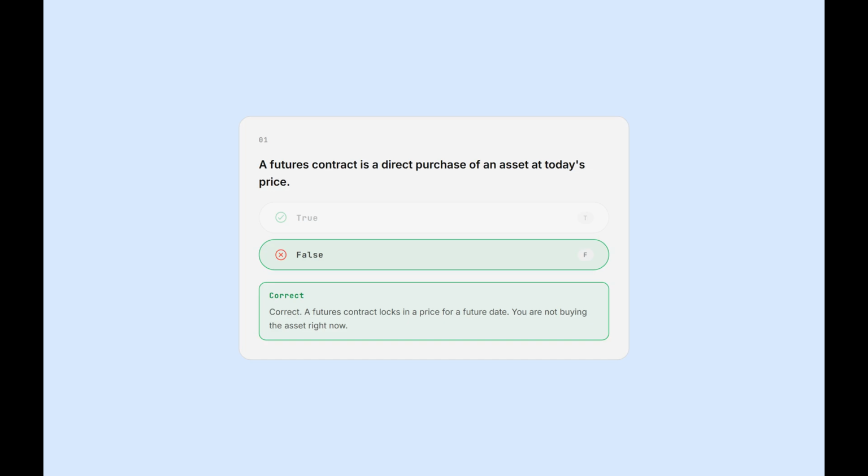And the correct answer is false. A futures contract is an agreement to transact at a set price on a future date. You are not buying the asset now, you are committing to a price for later.